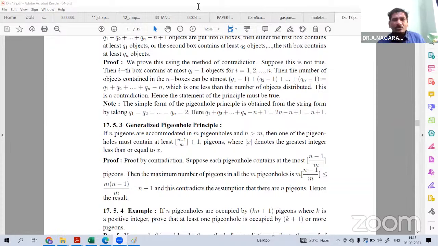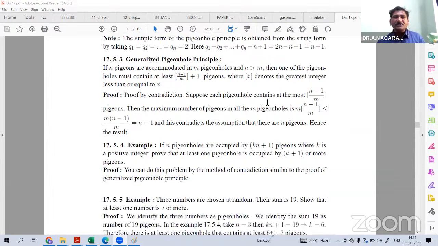So directly we can conclude that Q1 minus 1 plus Q2 minus 1 so on Qn minus 1 equals Q1 plus Q2 plus so on Qn minus n, which is 1 less than the number of objects distributed. This is a contradiction, hence the statement of the principle must be true. What we assumed in the contradiction is wrong, so the principle is correct. Next, the generalized principle.